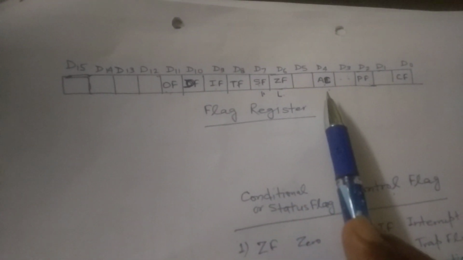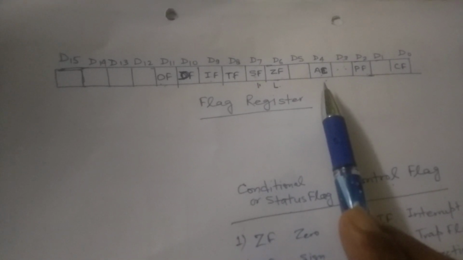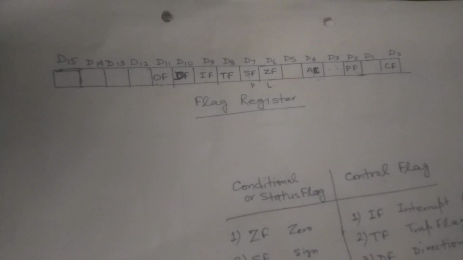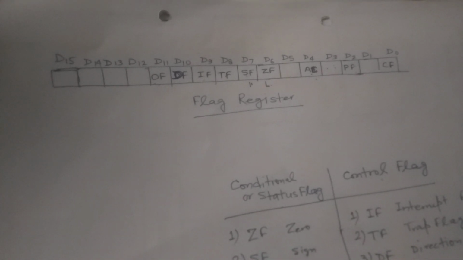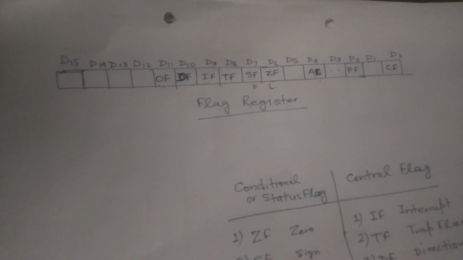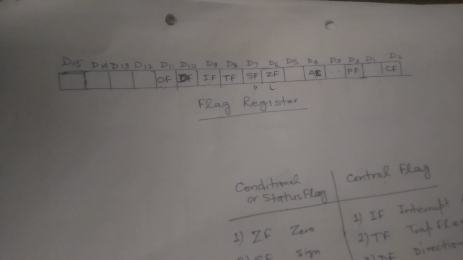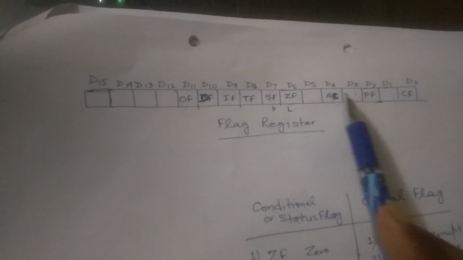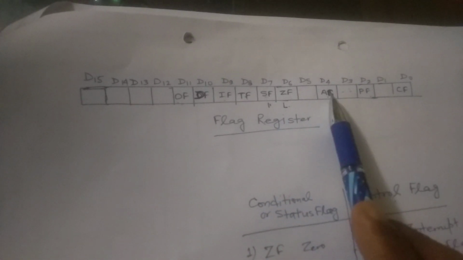Next is the auxiliary carry flag. What is the auxiliary carry flag? As we have discussed in the 8085, the auxiliary carry flag is set to 1 if the carry is propagated from the lower nibble to the upper nibble, that is from D3 to D4.